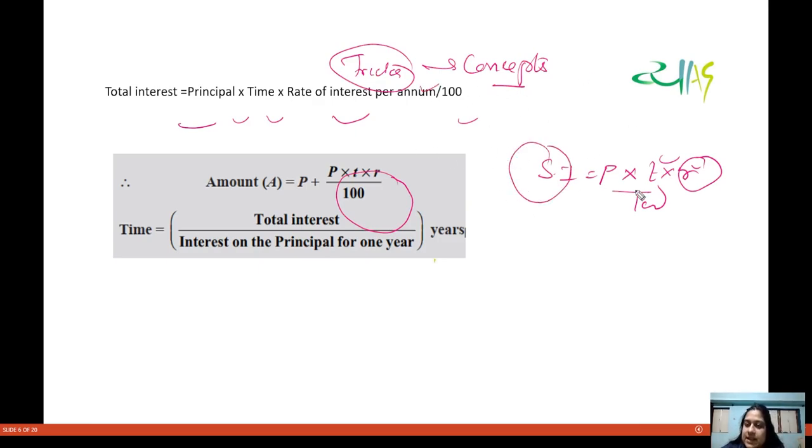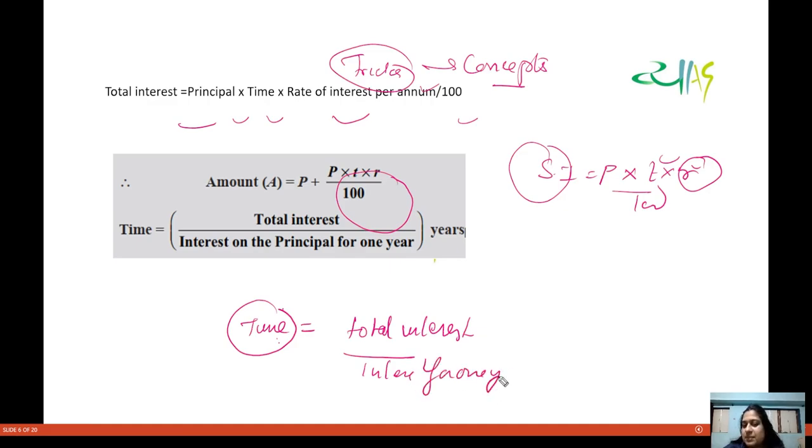So simple interest is principal into time into rate of interest divided by 100. You must have studied this in your basic classes as well. If not, we can revise this here. And time is equal to what? Time can be calculated as total interest divided by interest on principal for 1 year.